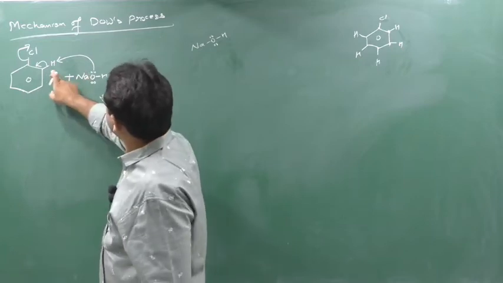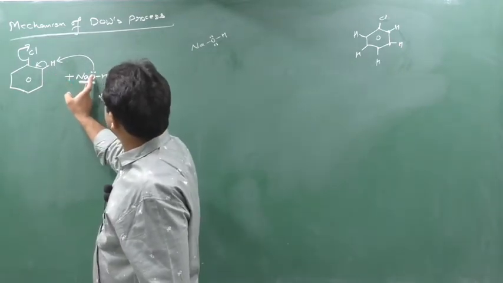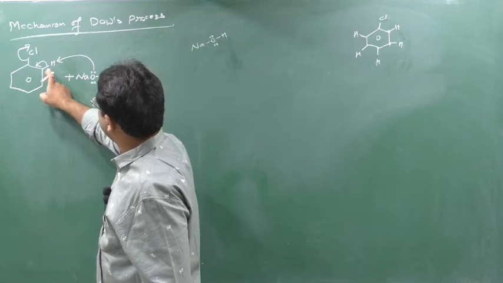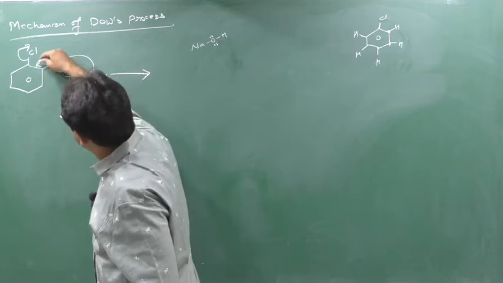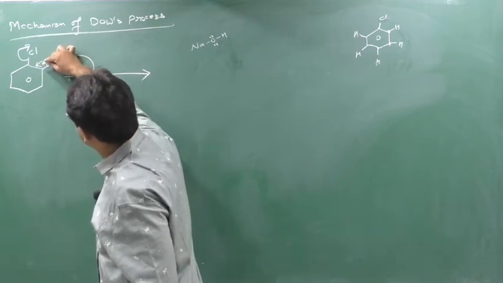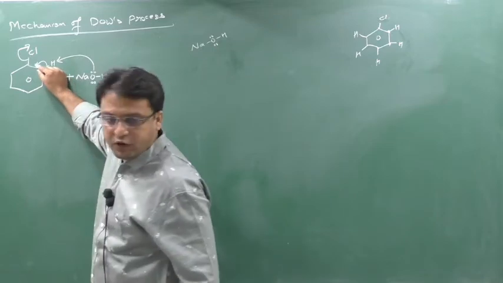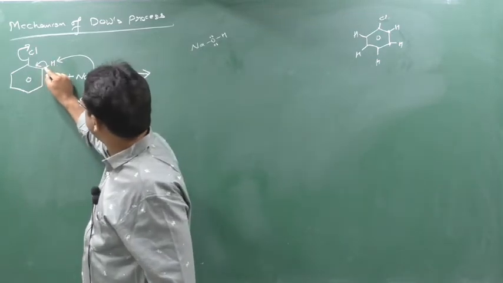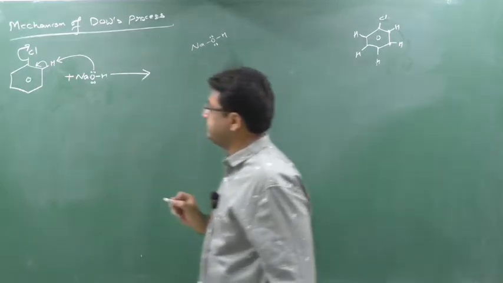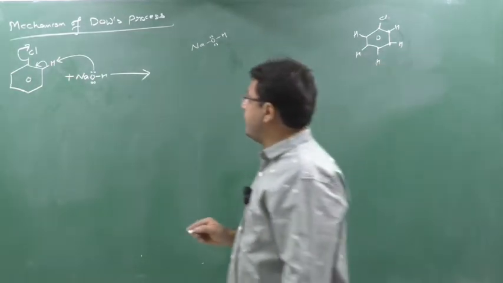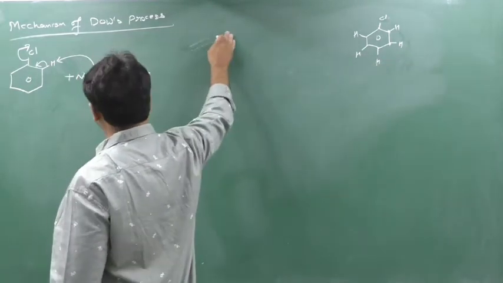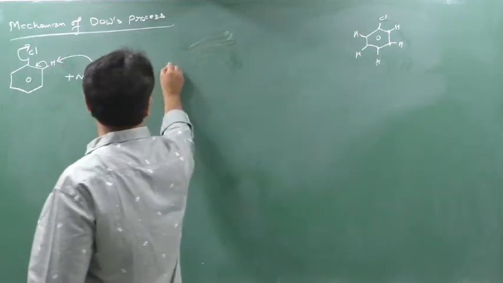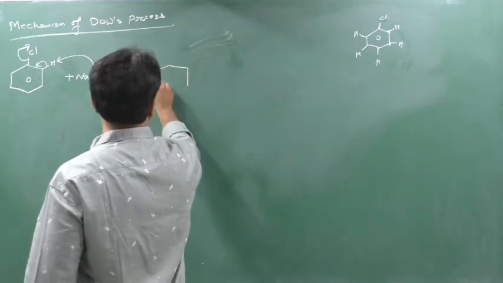Clear? And this oxygen will donate the lone pair to this hydrogen, and this hydrogen will be released. So this hydrogen is released from the ortho position, so this bond will shift from here. When this bond is shifted to here, this chlorine will be released. Clear this part? So what will happen, we will see. What change will occur here? So you check it out, the change that will occur is, see here.